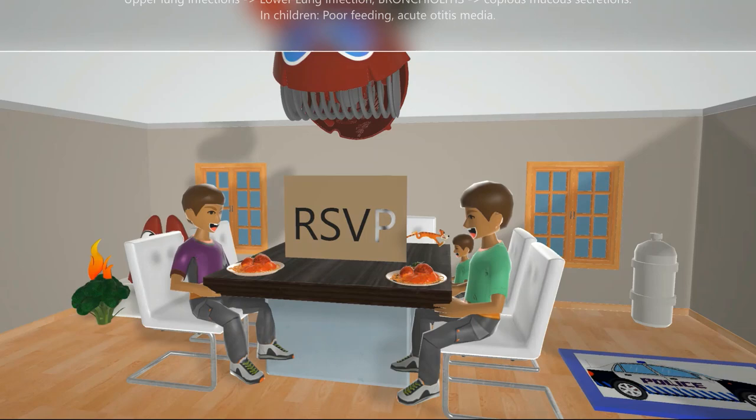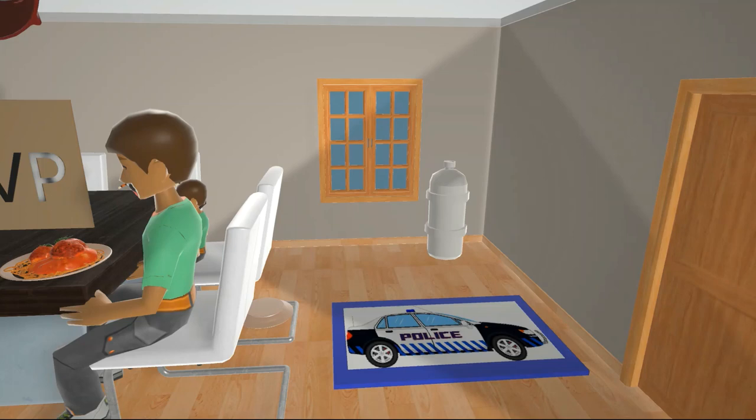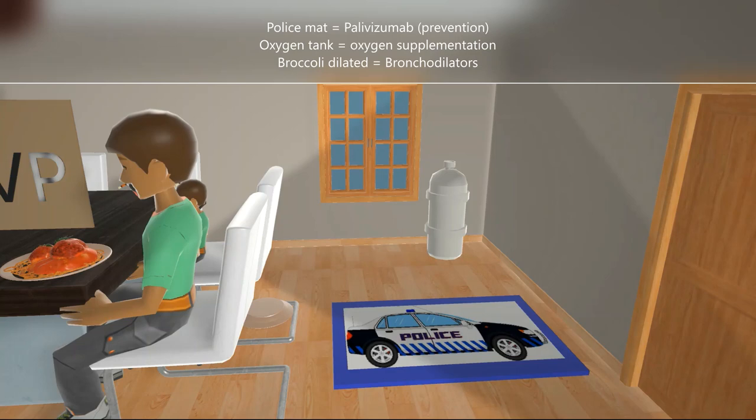Okay, let's talk about treatment for RSV. So first, on the floor, we note this police mat. There's a police mat on the floor. This family prefers police mats. The police mat is going to remind us of palivizumab. Palivizumab, also known as Synagis, is a monoclonal antibody that's given to high-risk infants and children, although it doesn't treat a child who already has RSV.